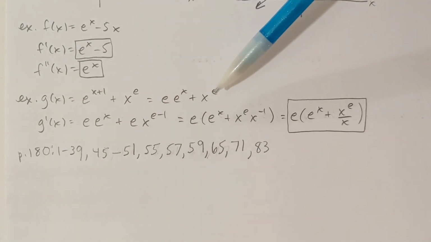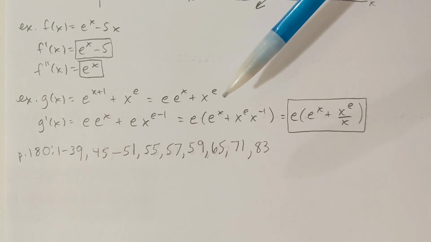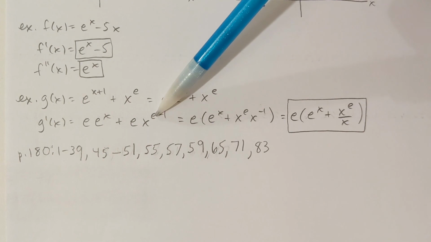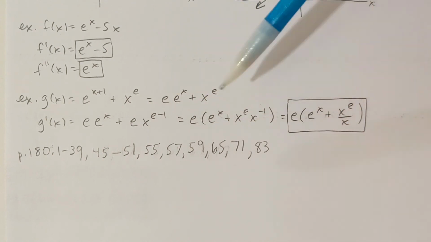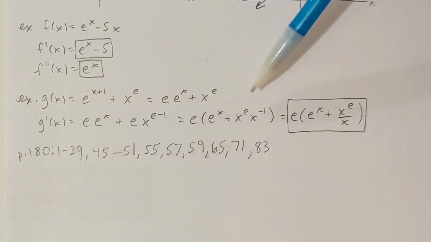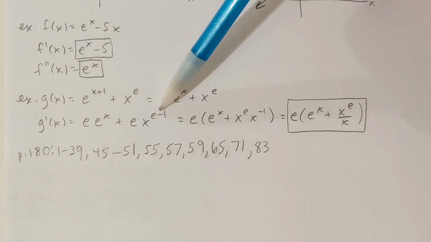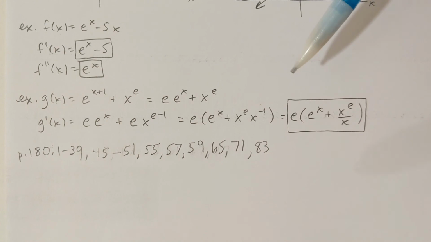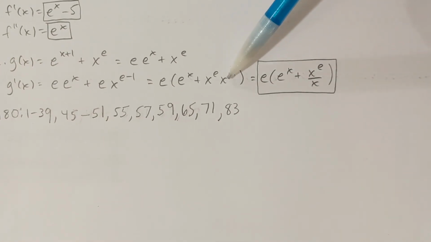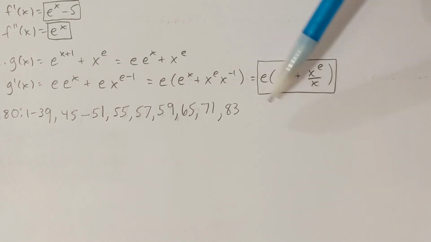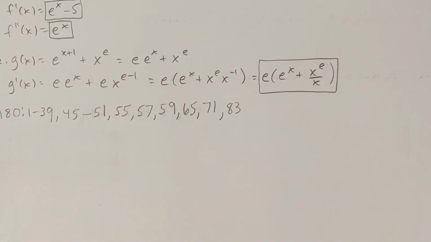plus the derivative of x to the e. Well, I'd have to use the power rule, right? I'd have to bring down the power and then reduce the power by 1. I'm going to get e times x to the e minus 1. And e is in common to these two terms. You can factor that out. x to the e minus 1, that'd be the same as x to the e times x to the negative 1. And you can write x to the negative 1 as 1 over x. Okay, so here's what we got in simplified form there.